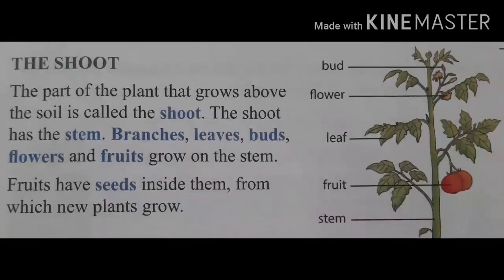Okay. The part of the plant that grows above the soil is called the shoot. The shoot has the stem. Branches, leaves, buds, flowers and fruits grow on the stem. Fruits have seeds inside them from which new plants grow. So children, the main part of the shoot is the stem. The stem gives support to the other parts of the plant.